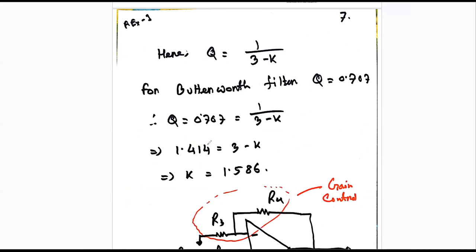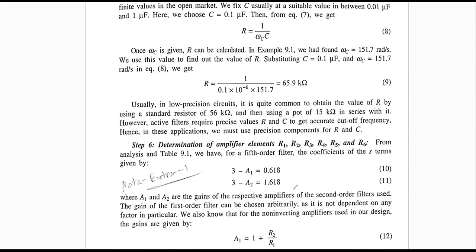The gain, where is the gain? The K. This is the gain. 3 minus K is equal to 1 over Q. So 3 minus K is equal to 1 over Q. So that relation we should remember. From that concept, we can write this for the fifth order filter.